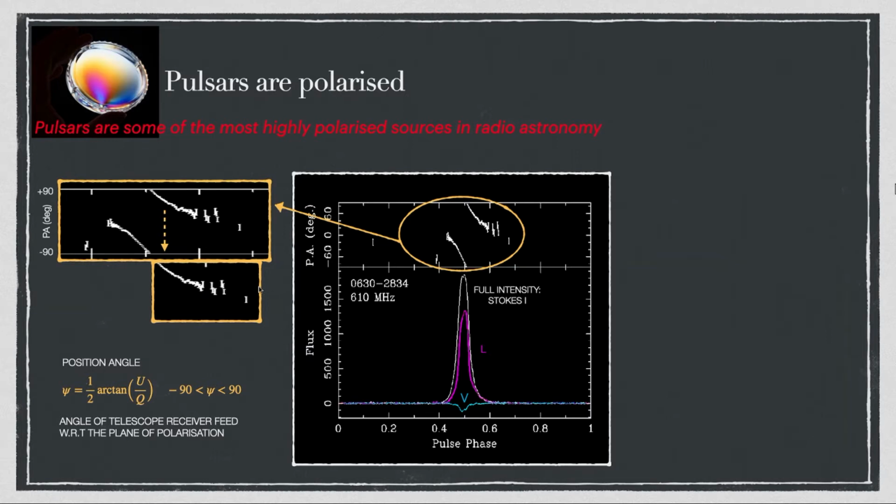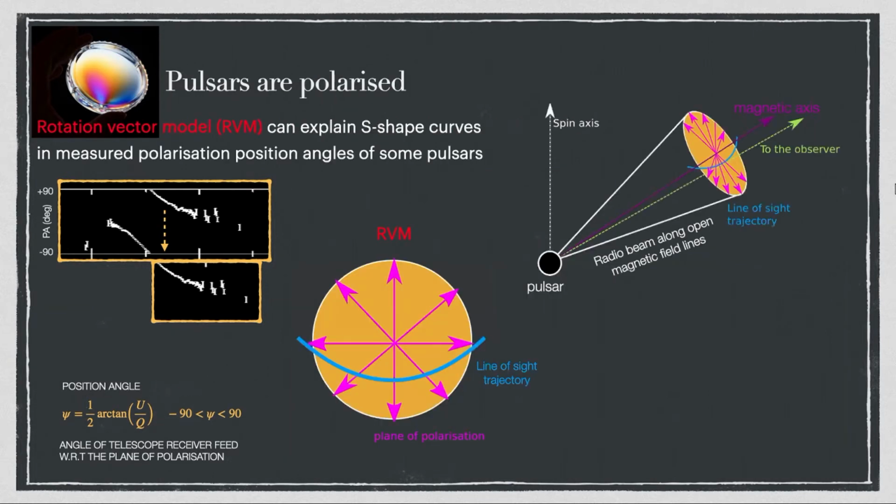And it's this S shape that I wanted us to get to, because this can bring us to some physical interpretation again of what we think is going on and how pulsar beams emit radio emission. There's a model called the rotation vector model, which in part can explain these S-shaped curves that we measure in the polarization position angle.